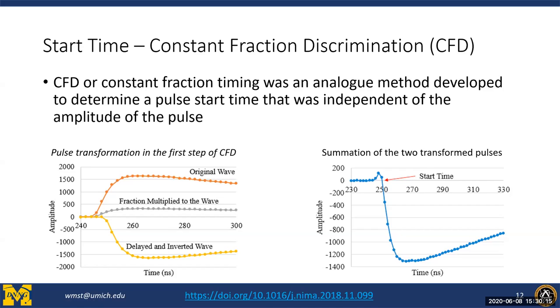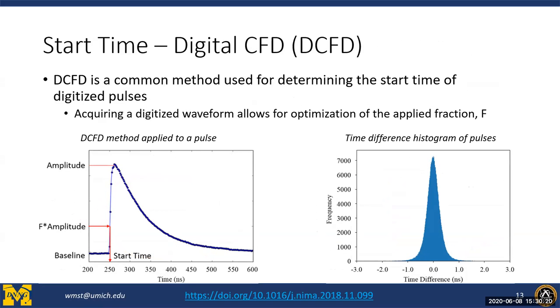Of course, because we're using digitized waveforms, they came up with a simplistic method called digital constant fraction discrimination, which is similar in that this becomes independent of amplitude. So for this method, you can see we have some baseline, our rising edge, and then our falling edge. What we do is we figure out some fraction of the amplitude, in this case about 20%, for instance, and figure out where that time is along the rising edge of the pulse. And this then defines our start time.